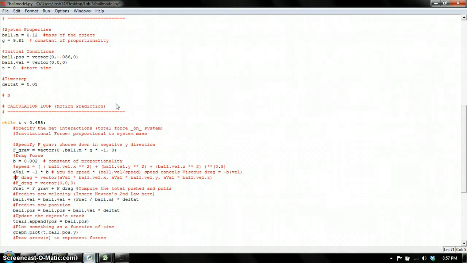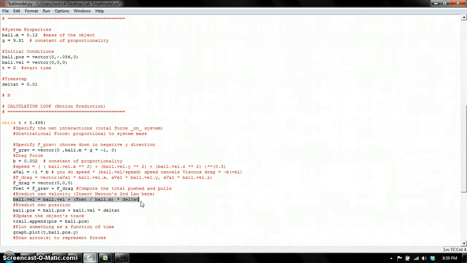So the model for the ball here is that I set the mass equal to the mass of the ball, 0.12 kilograms. Initial position is the initial position of the tracker, so negative 0.056 meters. The time period is the same as the observation period, so 0.458. Here I just have gravity equal to the mass times g, which is 9.81 times negative 1, so it's going in the negative y direction. And I have drag set to 0, so F net is equal to F gravity plus 0.